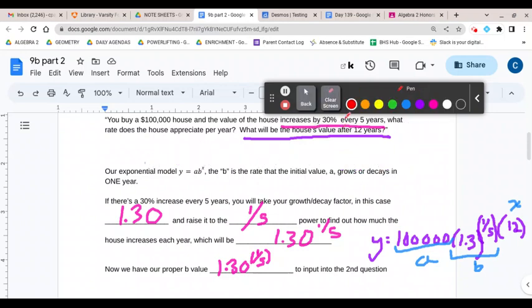All right, so what's the house's value going to be after 12 years? $187,699.90.